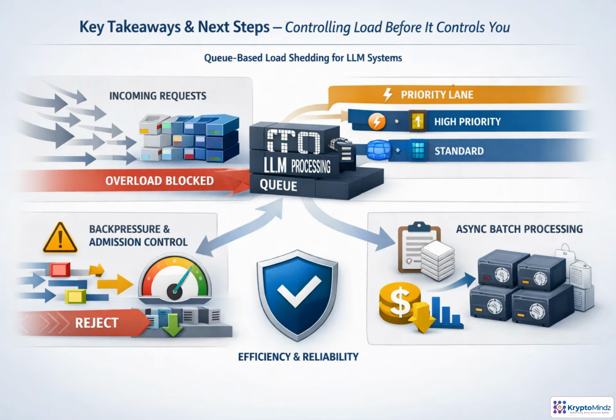The main lesson is simple. Queues turn overload from a sudden failure into a controlled decision. By separating intake from inference capacity, they let you protect priority traffic, apply backpressure early, and reject or defer work before failures cascade. For async jobs, batching also improves cost efficiency. Next, we'll protect GPU workers from memory contention and unsafe concurrency.